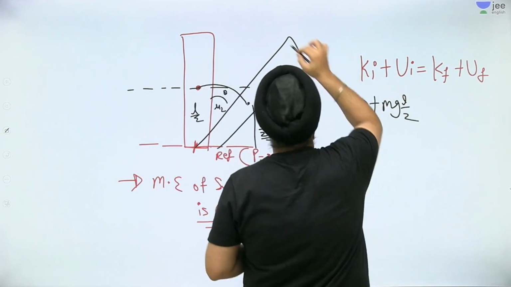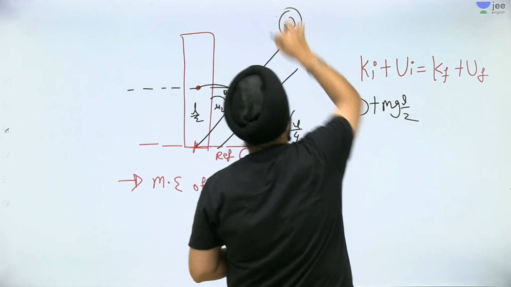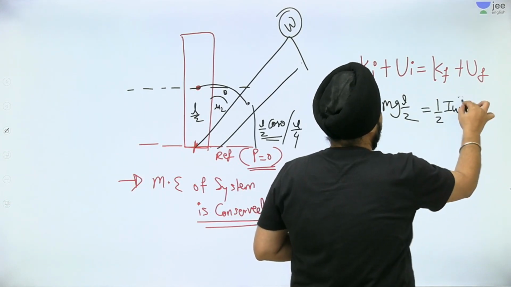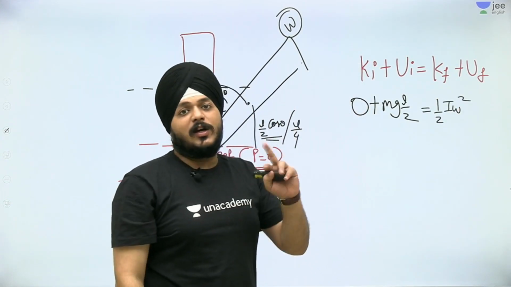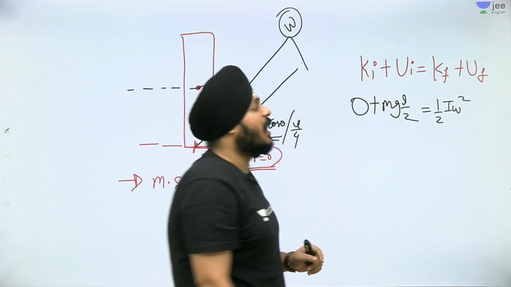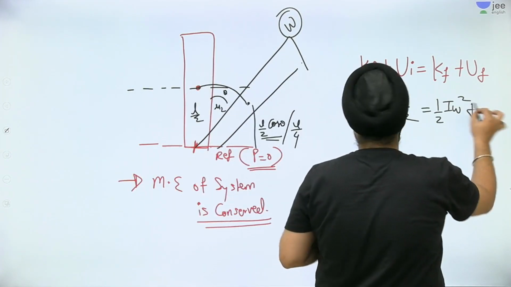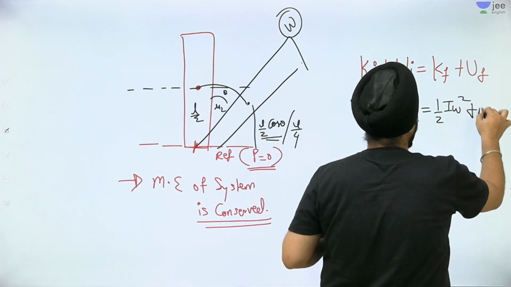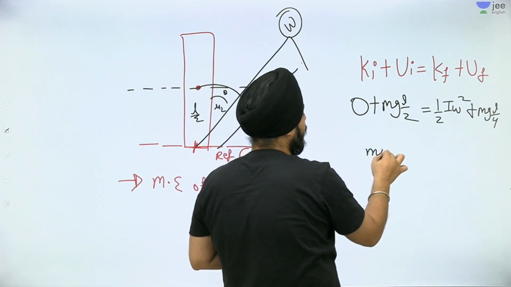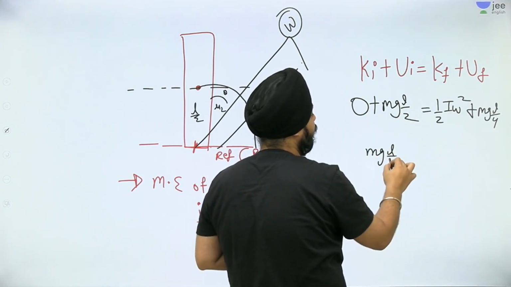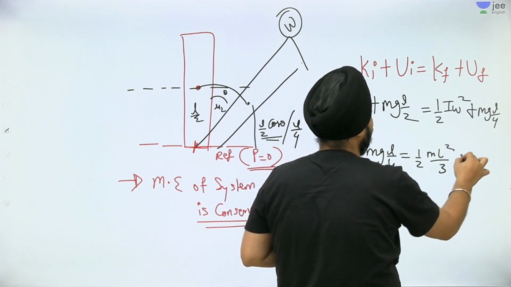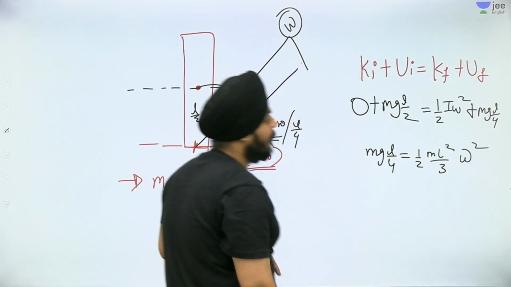So finally, at this point, it has the angular velocity omega. So it has the rotational kinetic energy, half I omega square. It is not having any translational kinetic energy, right? It has the rotational kinetic energy half I omega square, plus this potential energy is calculated as mgL by 4. So here mg, L by 2 minus L by 4, it is L by 4, equals half ML square by 3 omega square.